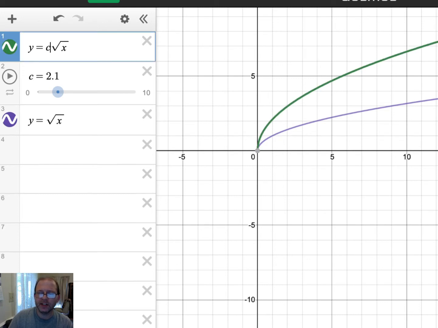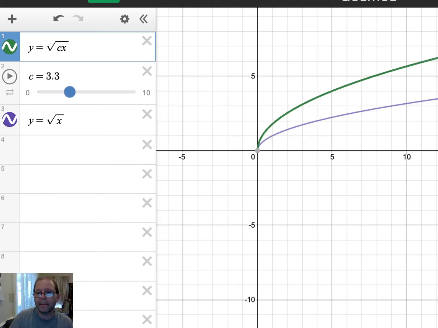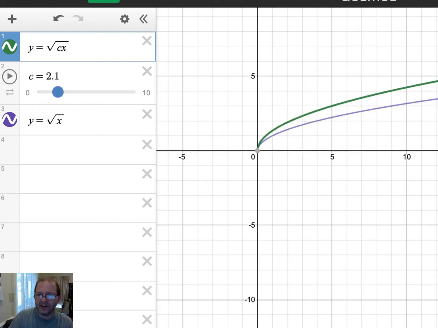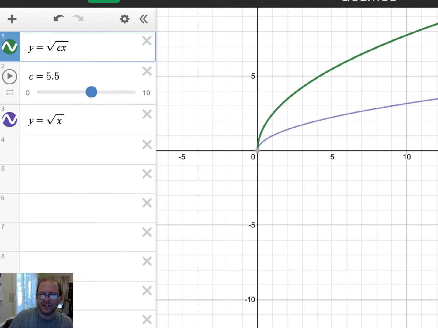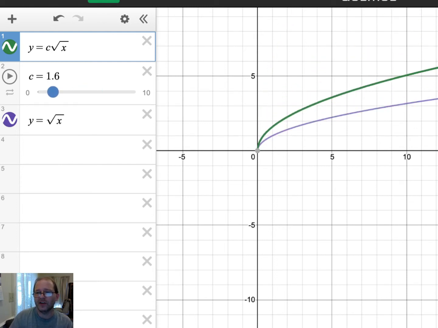Now, if I take this c and instead of putting it on the outside, if I put it on the inside, that's going to stretch or compress it horizontally. Now, the thing is, on a function like this, stretching and compressing vertically or horizontally, they don't look very different. If I put the c there, or if I put the c outside, it's going to change which function we get, but it's not really going to look very different.